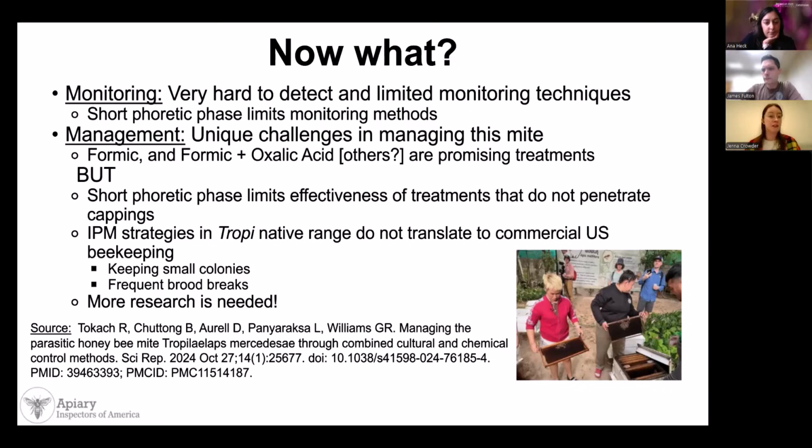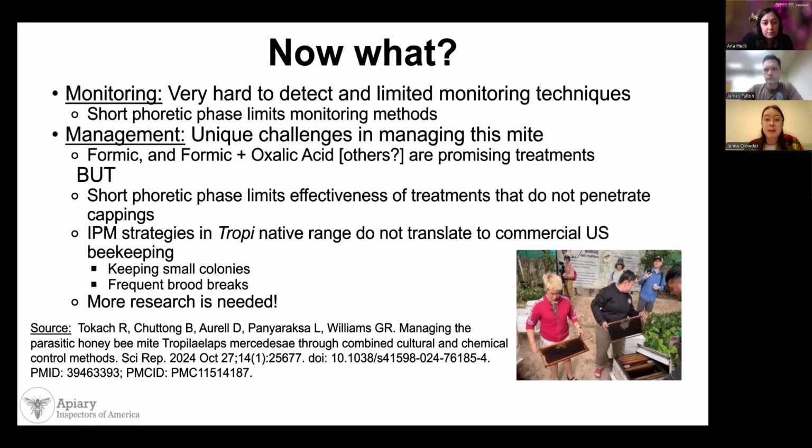And then just kind of speaking from personal experience, formic acid can also be challenging because it has temperature restrictions with it, right? I know in Utah, it's very difficult to find a perfect window of time in mite season when it's below 85 degrees and you can safely use formic for a week or 2 weeks. So these are things that we need to keep in mind when making management recommendations.